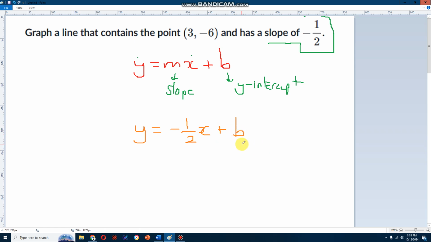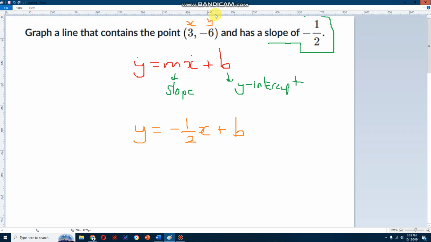Alright, I need to graph a line, so I need coordinate points. They gave me one, 3 comma minus 6. I need another one though. Let's see if we can use that information somehow. I told you that x and y represent coordinate points, and they gave me x and y here. This is x, this is y. Well then, let's plug it in. Let's see what we get. It can give me the value of b. At least I'll know the y-intercept. Alright, let's do that then.